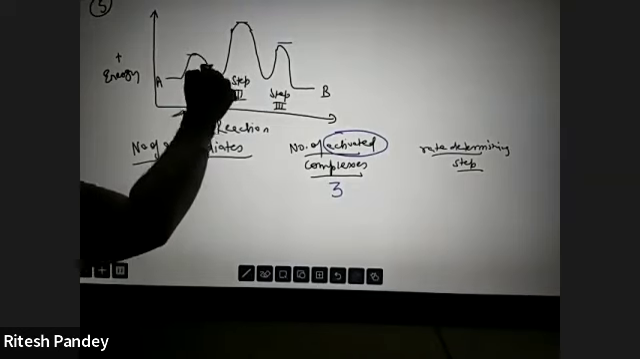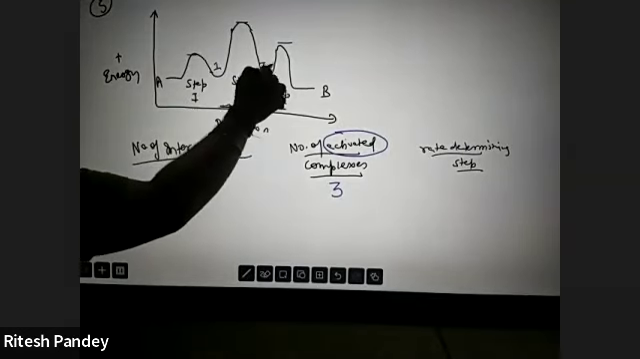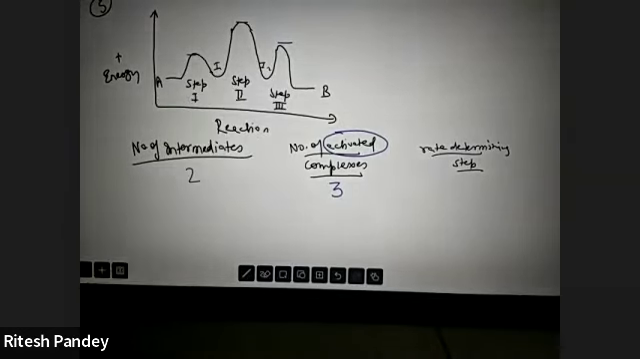Number of activated complexes is the peak, the transitory state. Intermediates are always the valleys. This is the intermediate 1, this is the intermediate 2. I hope I'm going all right. And rate determining step is always the one which is having the maximum activation energy, which is step 2.